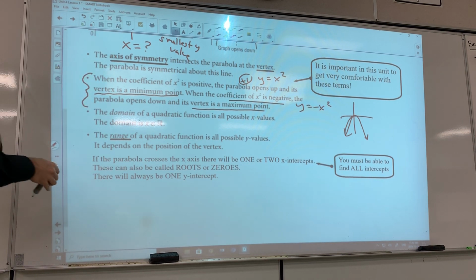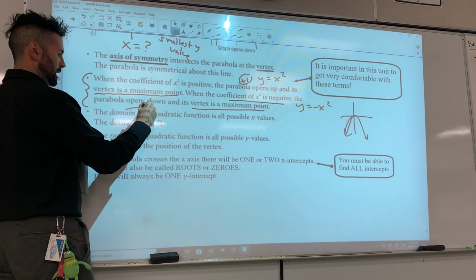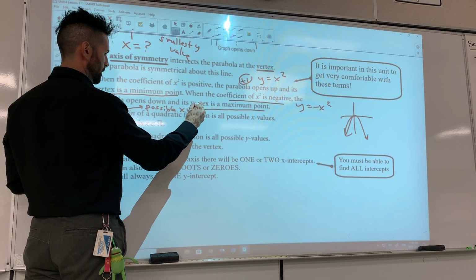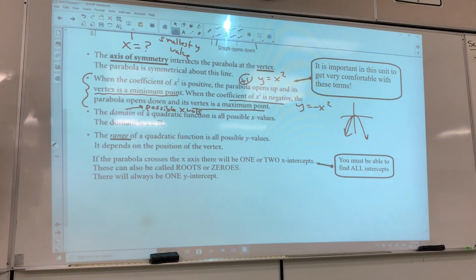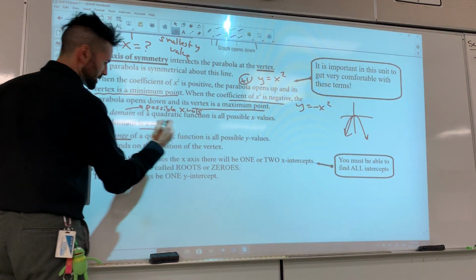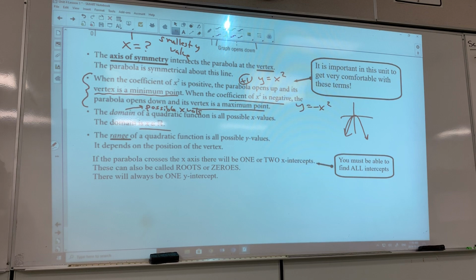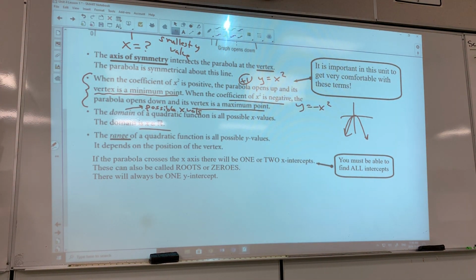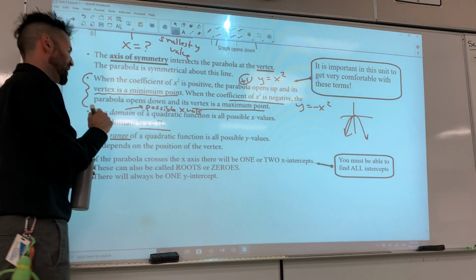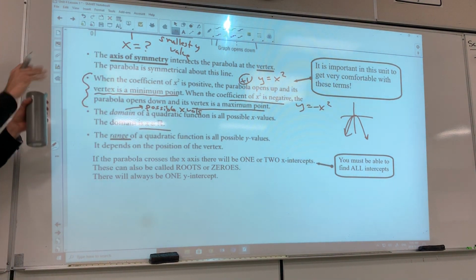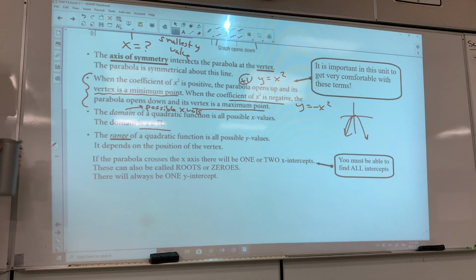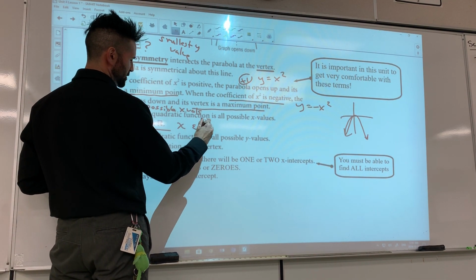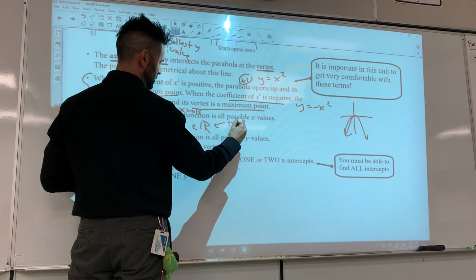The domain. Remember, the domain is the possible x values that you can plug in. This is easy. For every quadratic function, it's always x is an element of the reals. Do you guys remember what that means from grade 10? In grade 12, every question asks, what's the domain? What's the range? All this is just a way of writing that x belongs to the real number system.